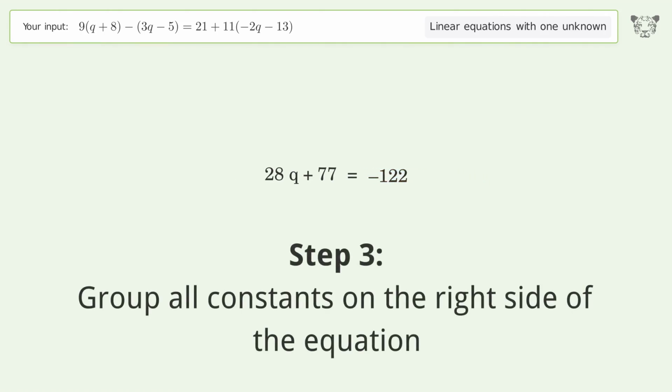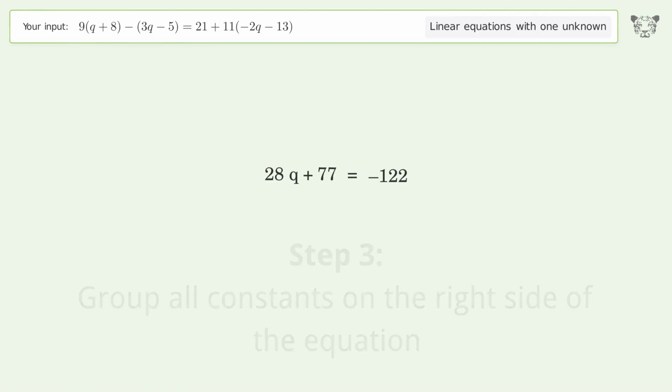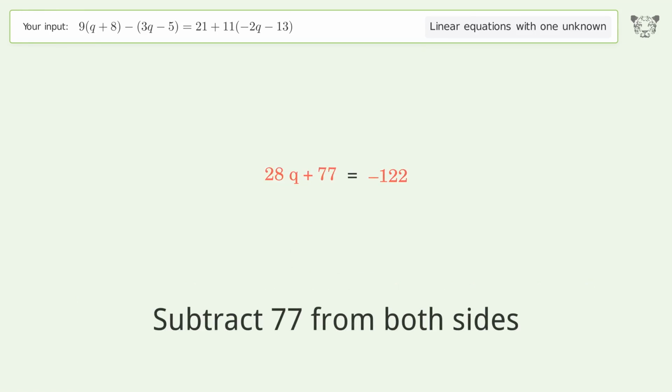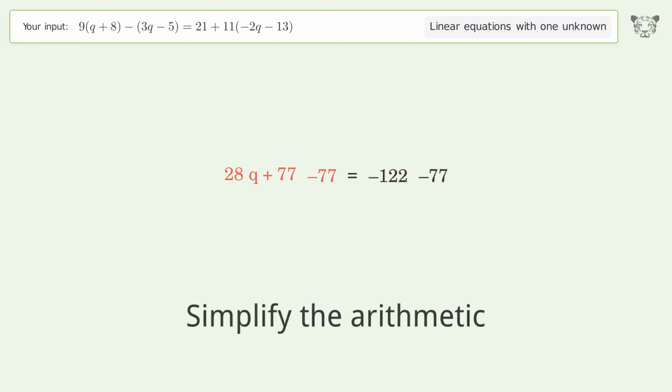Group all constants on the right side of the equation. Subtract 77 from both sides. Simplify the arithmetic.